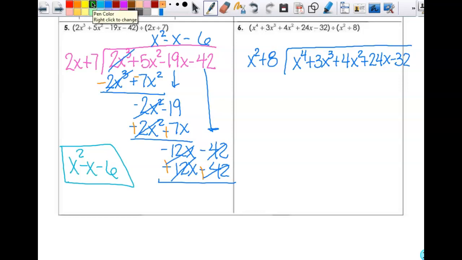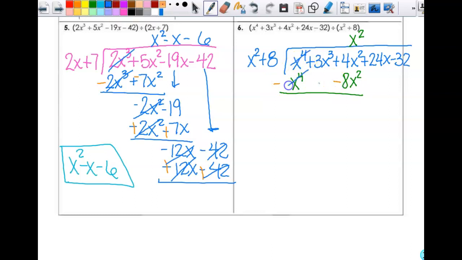All right, so just like before, x squared, I divide that into x to the fourth. What does that leave me with? X squared, and it has to go above my x squared term. All right, so then I get x to the fourth, and then x squared times 8 is 8x squared. I put that underneath my x squared term, and there's a big space there, which is totally fine, but you've got to line stuff up correctly. So then I go and change my signs.